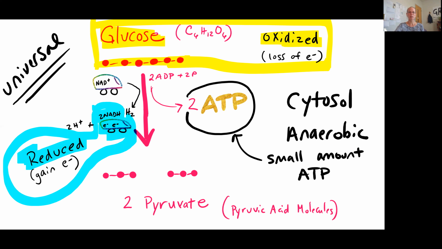Remember, this process is happening in the cytosol, so it's universal. It's not required to have any specialized organelles, just glycolytic enzymes. It is anaerobic, no oxygen is required here, and no oxygen gas. And it is producing some ATP, but it's a pretty small amount in comparison to what we'll see in the future. Okay, so that's it for glycolysis.